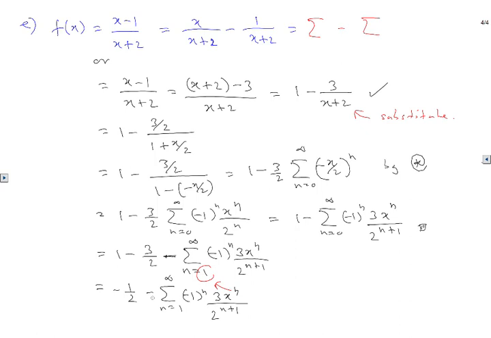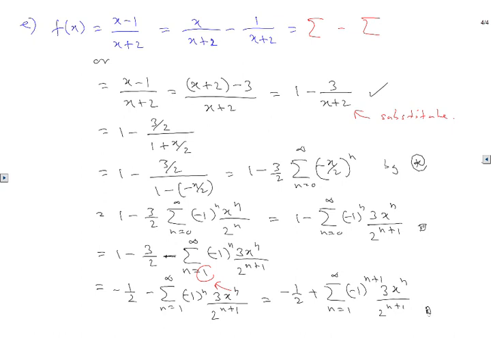If you don't like this negative sign in front of the sigma, you can write this as negative 1 half plus, just introduce one more negative sign here, so it becomes negative 1 to the n plus 1, write it like that. That means you have one more extra negative sign. That's going to take care of the sign change, and this is 2 to the n plus 1. So that's the power series representation.